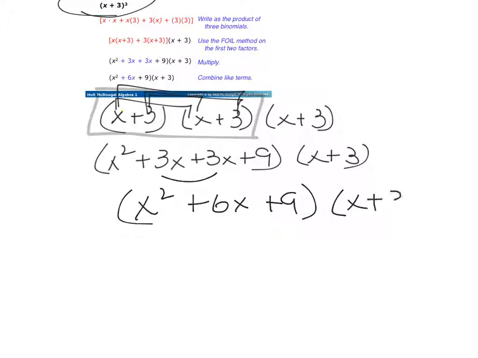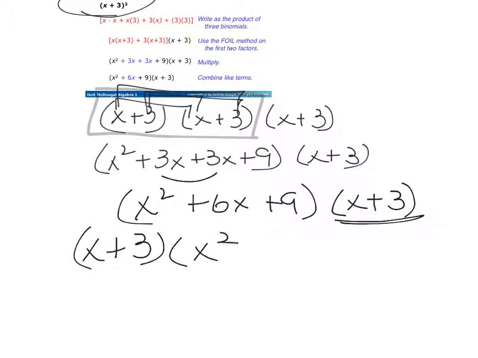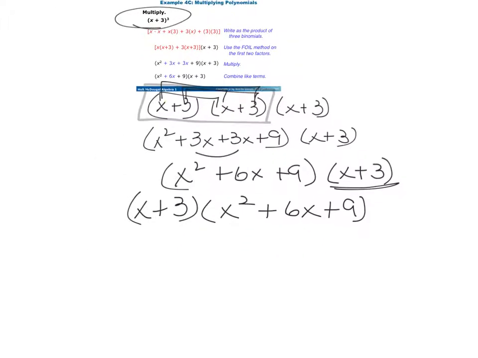And then I have the x plus 3. Now I have to distribute. I'm going to go ahead and write this binomial in the front. Doesn't really matter, but it'll make it easier. So I'm going to flip them around. I'm going to apply the commutative property here.